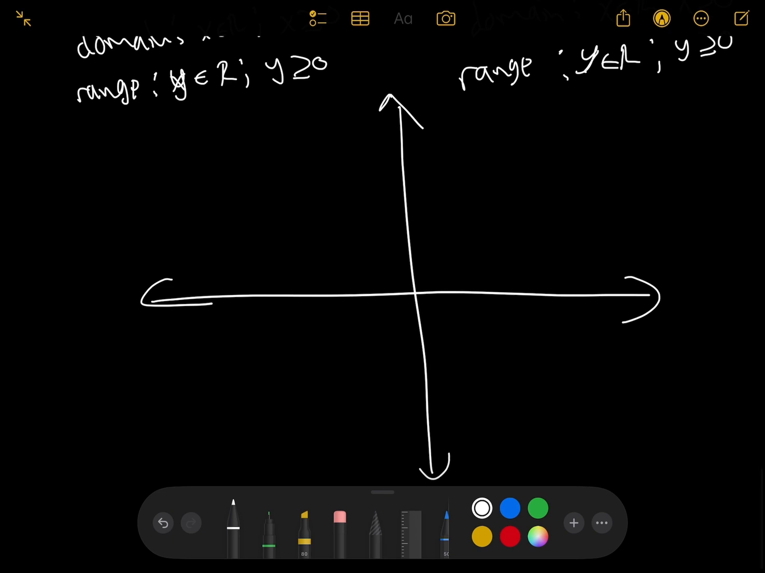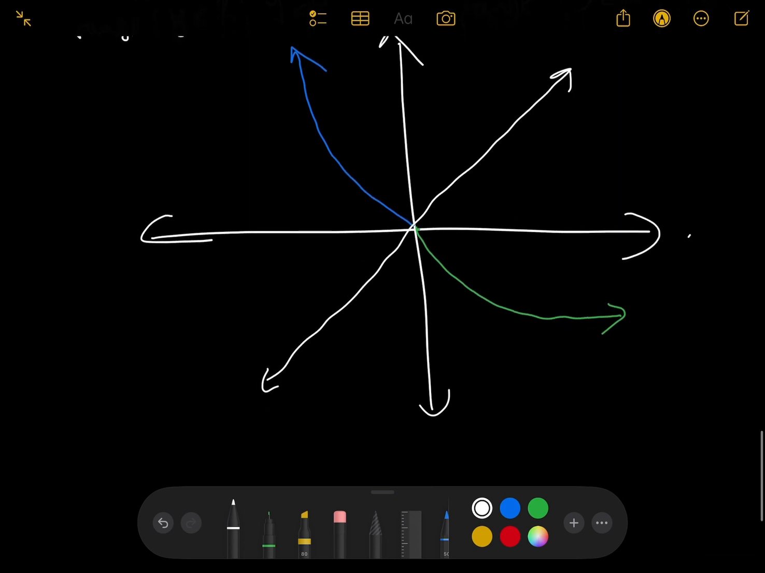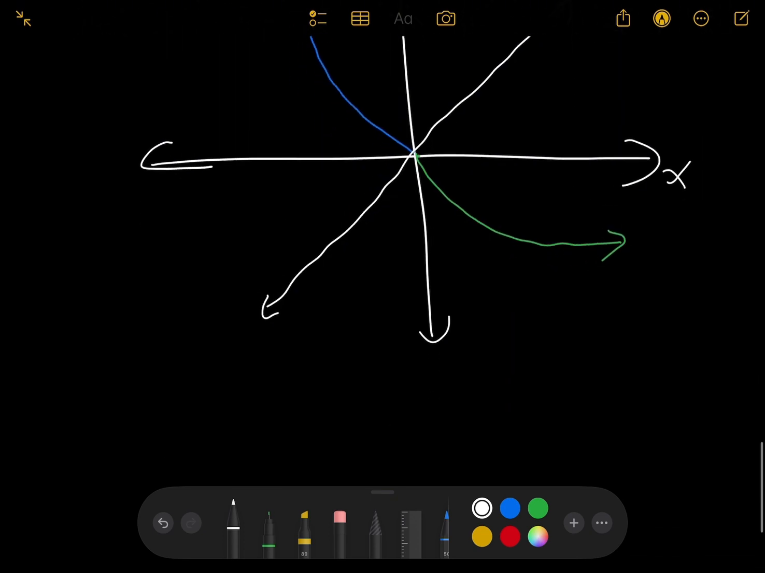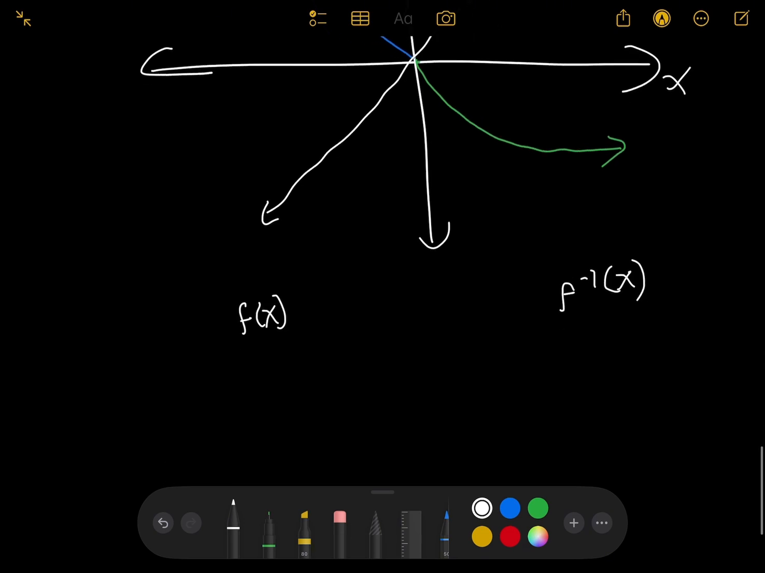But let's bear in mind that we could also have chosen the domain of the graph of f of x to be less than or equal to 0, in which case we would have chosen these values right here. Upon choosing those values, the other graph becomes like this, right? So from this, what are we going to have? We're going to have f of x. Let's do domain and range.